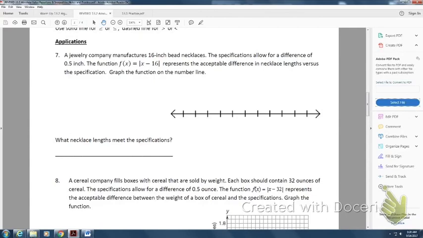15.5 and 16.5. So the shortest necklace they allow to be made is 15.5. The longest is 16.5. Is it okay if it is 15.8? Yes. Okay, it doesn't have to just be 16 or 15.5 or 16.5. It can be anywhere in that range of 15.5 to 16.5. So whenever you write a statement saying that, it is anywhere from 15.5 to 16.5.